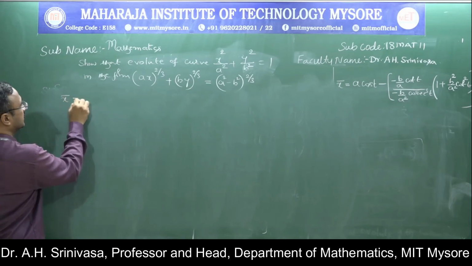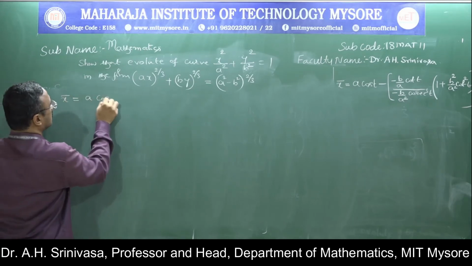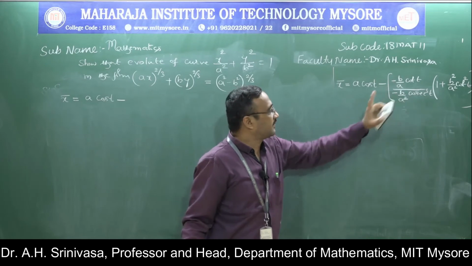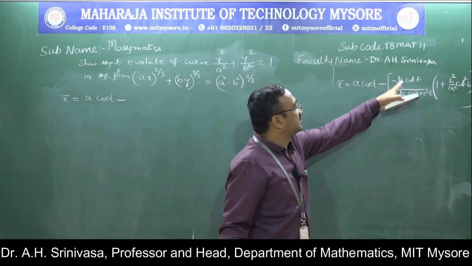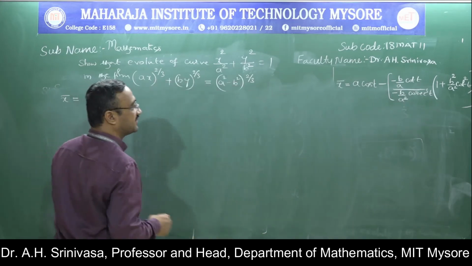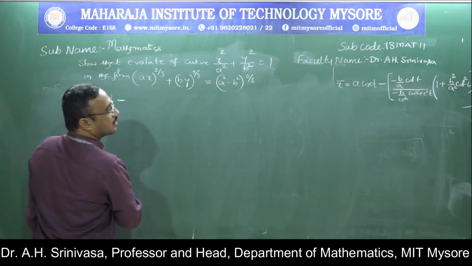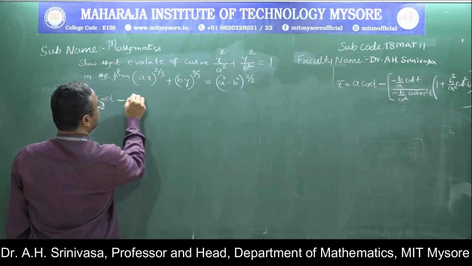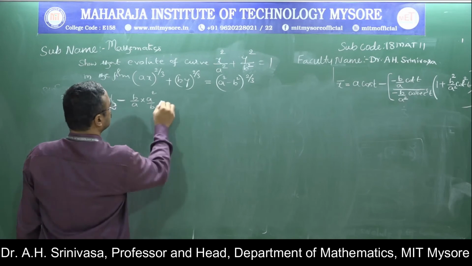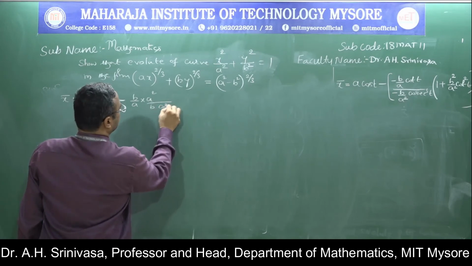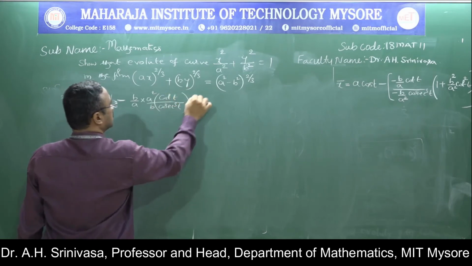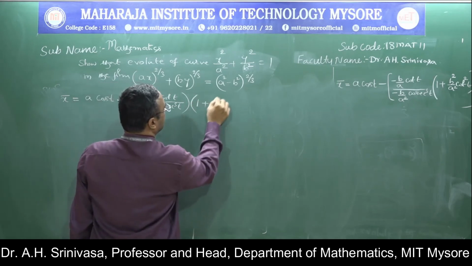X bar should be equal to a into cos t, then minus, and a minus, these two are cancelled, we get minus. Then one b will be cancelled, here also b will be cancelled, and one of the a will be cancelled. Finally we have minus b by a into a square by b cosecant cube t into cot t into 1 plus b square.